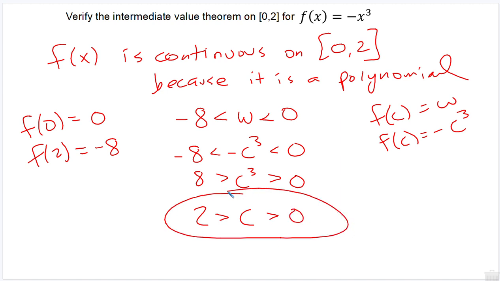And that's it. It's been verified. That's the end of the verification. We started off with a continuous function. We showed that f of 0 and f of 2 were 0 and negative 8. And we said, well, if we pick any value between them, any w on that interval, it can be found with a c between 0 and 2.